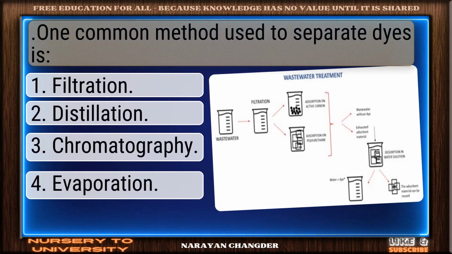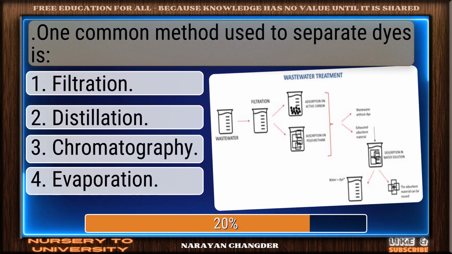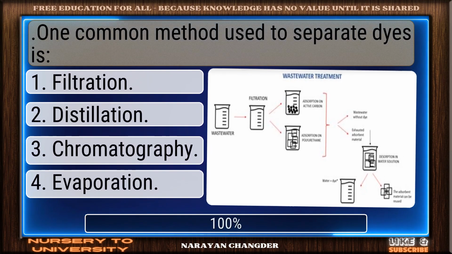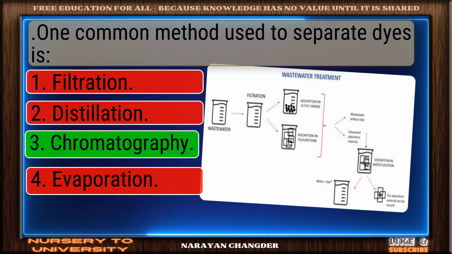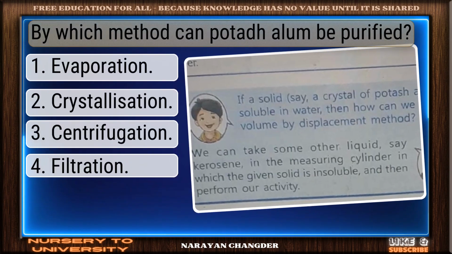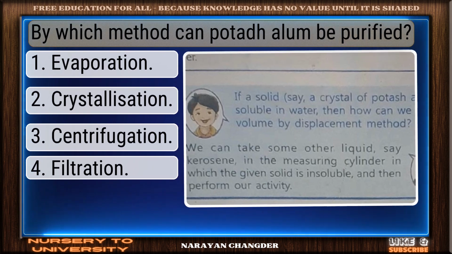Question number 206. One common method used to separate dyes is. Great job. Chromatography is the accurate answer. Question number 207. By which method can potash alum be purified?